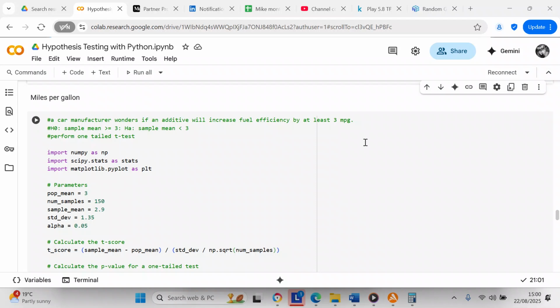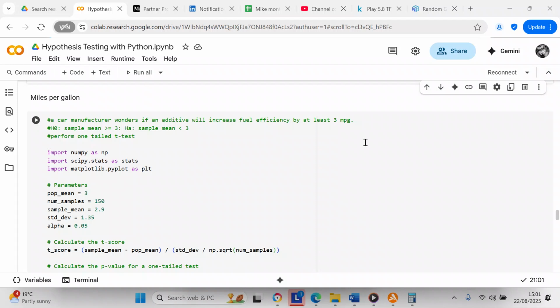In this particular video, we're going to perform a hypothesis test on car additives. A car manufacturer wonders if an additive will increase fuel efficiency by at least 3 miles per gallon. So your null hypothesis is the sample mean is greater than or equal to 3, and the alternate hypothesis is the sample mean is less than 3. We're going to perform a one-tailed t-test to answer this question, and we're going to write a program in Python to do it.